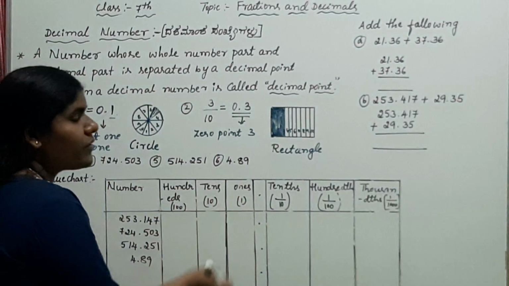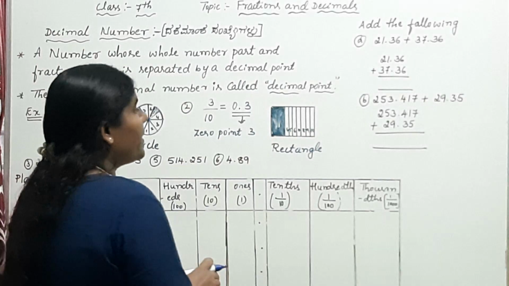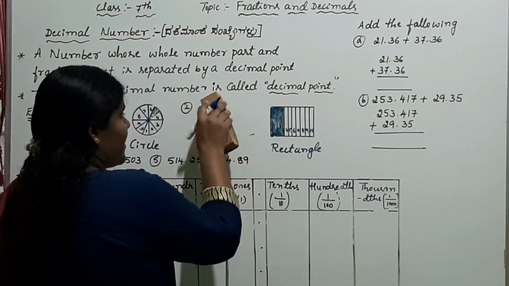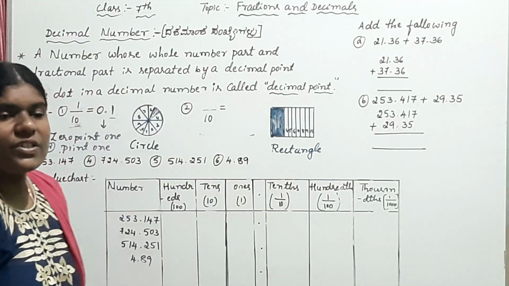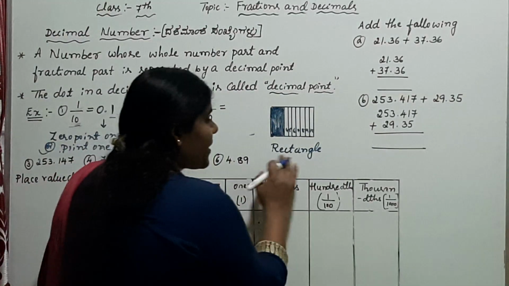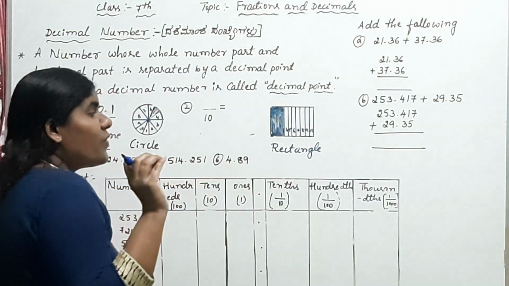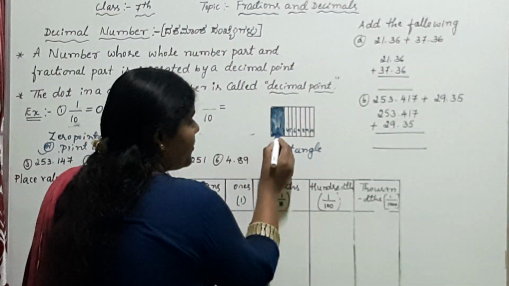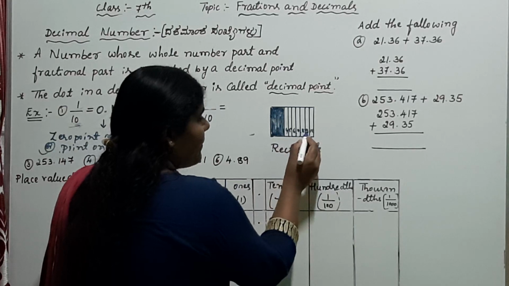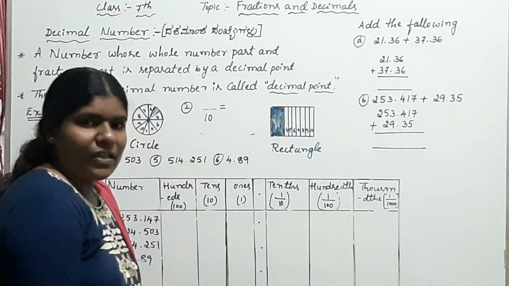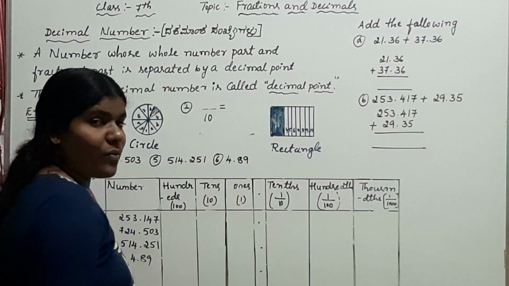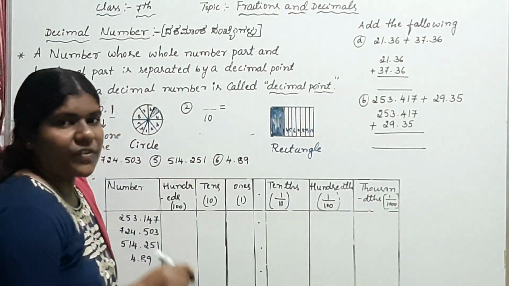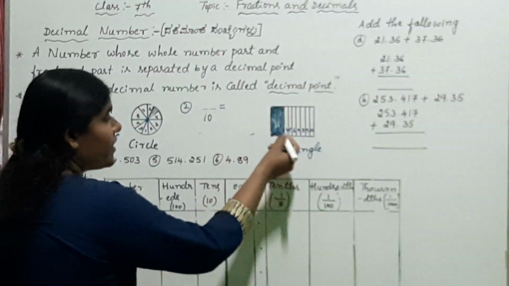I will take one more example. What is the second example? Which shape did I take? Rectangle. Yes, very good. In this rectangle also, how many equal parts did I divide it into? 10 equal parts: 1, 2, 3, 4, 5, 6, 7, 8, 9 and 10. In these 10 equal parts, how many parts did I shade? 3 parts. Where will you write that 3? You write 3 in the numerator.